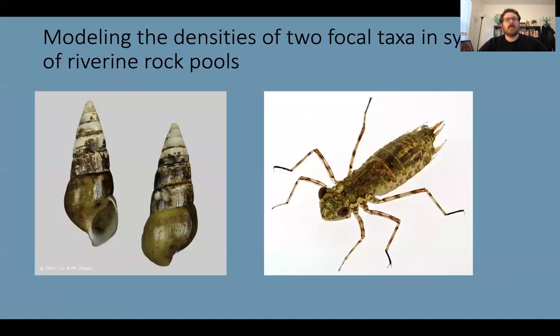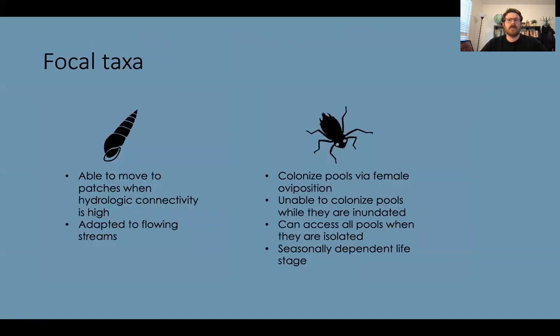And to answer this question, we modeled the density of two focal taxa, the Virginia river snail and skimmer dragonfly nymphs, and compared their responses to hydrological connectivity and patch size in a system of riverine rock pools. We chose these two taxa because they have life histories and traits representing extremes of the hydrologic connectivity spectrum. For instance, snails are adapted to flowing streams and can only access rock pools when they are flooded. Conversely, dragonflies will be excluded from colonizing pools when they are inundated.